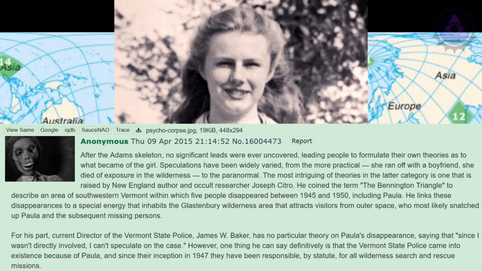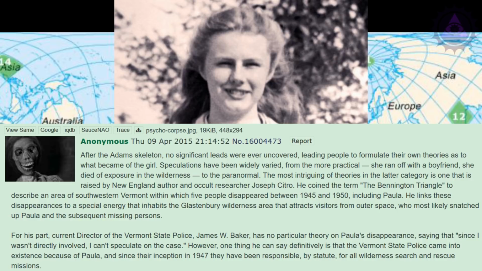After the Adams skeleton, no significant leads were ever uncovered, leading people to formulate their own theories as to what became of the girl. Speculations have been widely varied, from the more practical, she ran off with a boyfriend, she died of exposure in the wilderness, to the paranormal.